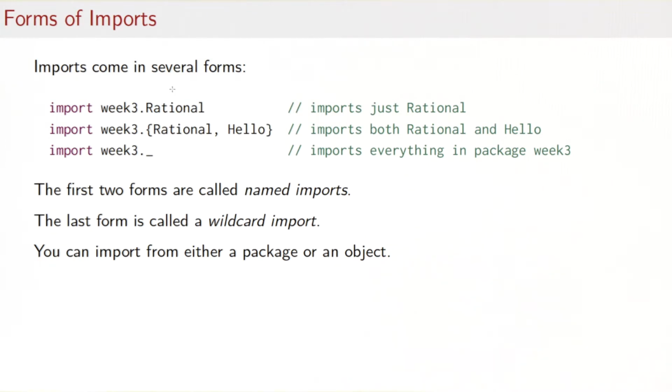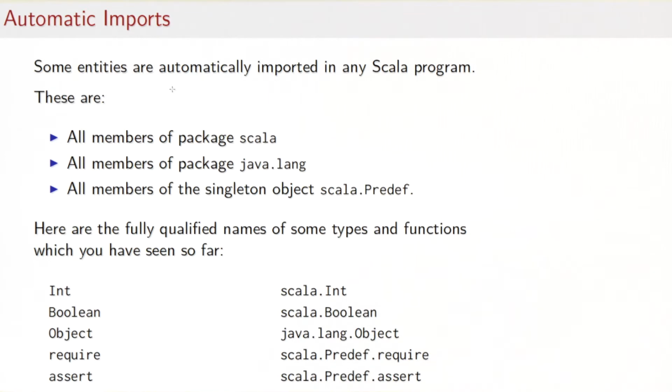Some entities are imported automatically in any Scala program. These are all members of package scala, all members of package java.lang, and all members of the singleton object scala.Predef. So if you wondered previously, for instance, where did the require or the assert function come from? Well, the answer was they were defined in the object scala.Predef, that's an object inside the scala package, and the automatic import of all members of the Predef object made it so that you could use these names without a further qualification.